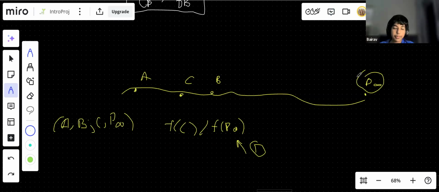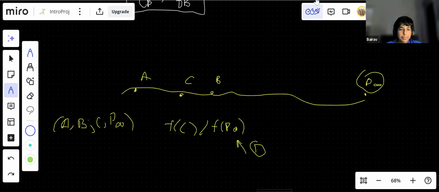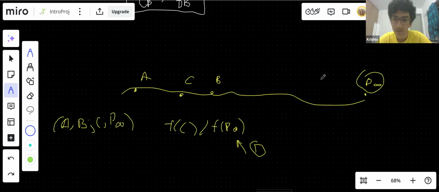Also, if we use the ratio lemma on the line AB, then in some way we could say that P infinity and the midpoint have the same one or something. Yeah, I'll get to that. Good idea.